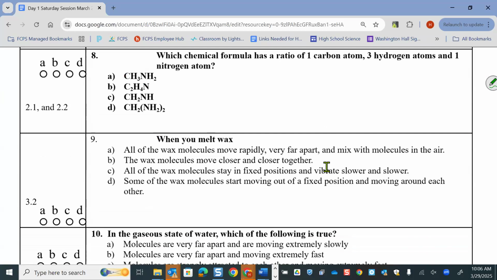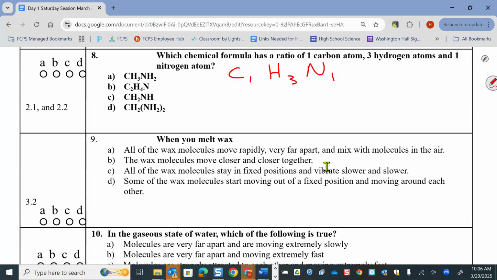Which chemical form has a ratio of 1 carbon atom to 3 hydrogen atoms and 1 nitrogen? If I was writing this, I would write carbon, hydrogen, now I would write oxygen, and I want 1, 3, 1, right? That's what I want. Whoop, wrong element. Nitrogen.